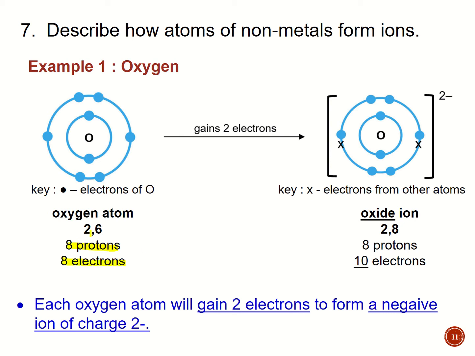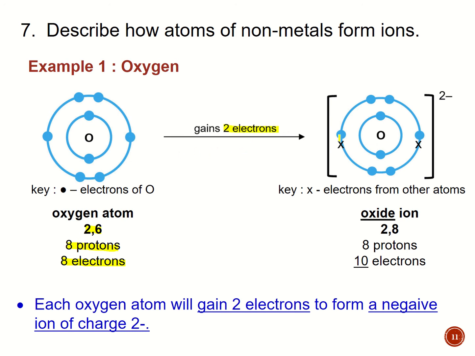The electronic configuration of an oxygen atom will be 2, 6. So there will be 2 electrons in the first electron shell, or the inner electron shell, and 6 electrons found in the valence electron shell of an oxygen atom. So in order for this oxygen atom to achieve a stable noble gas structure, it will need to gain 2 electrons.